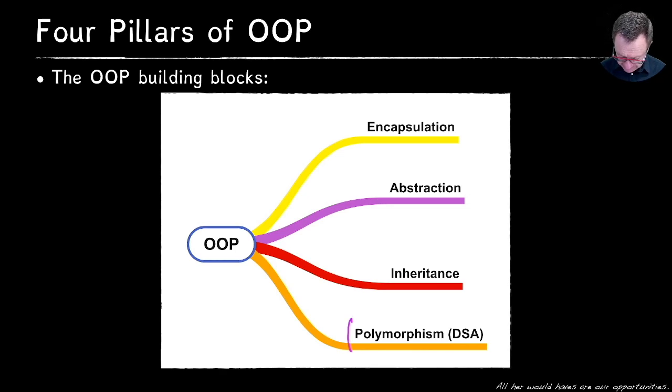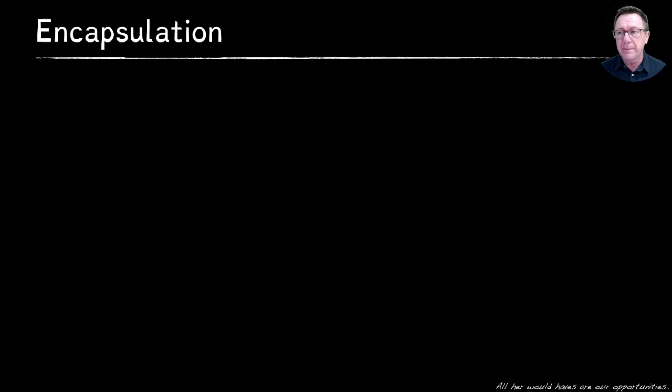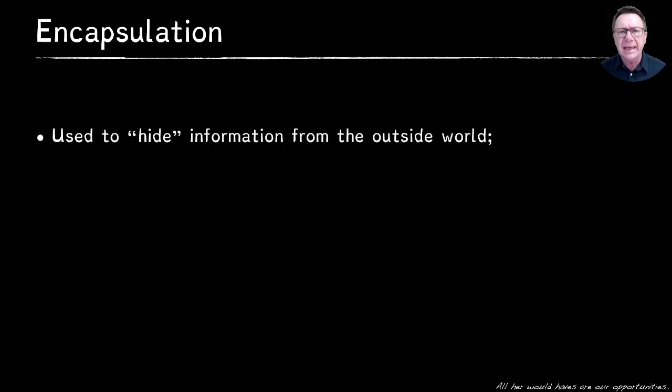Now, polymorphism, this one you will cover in DSA, data structures and algorithms. So we're not going to touch on that one. We're going to be looking at these other 3 pillars. So what is encapsulation? Well, it's used to hide information from the outside world.